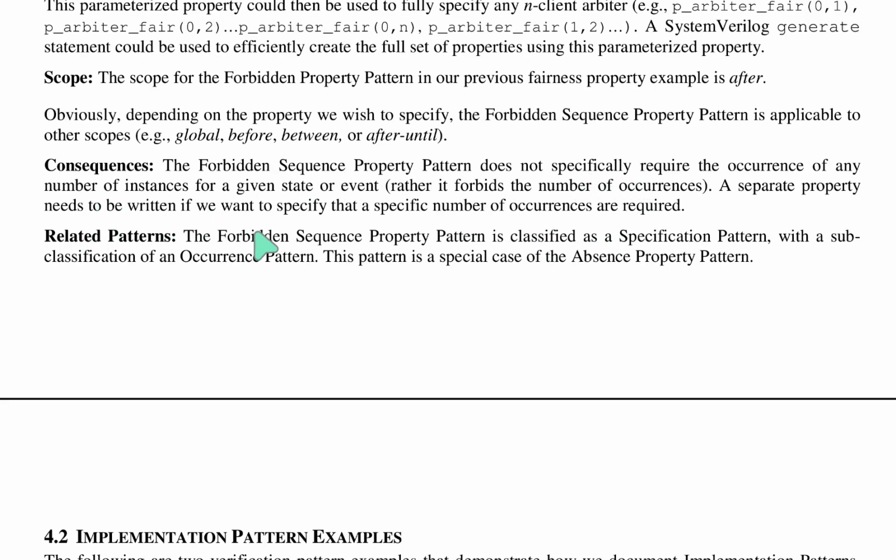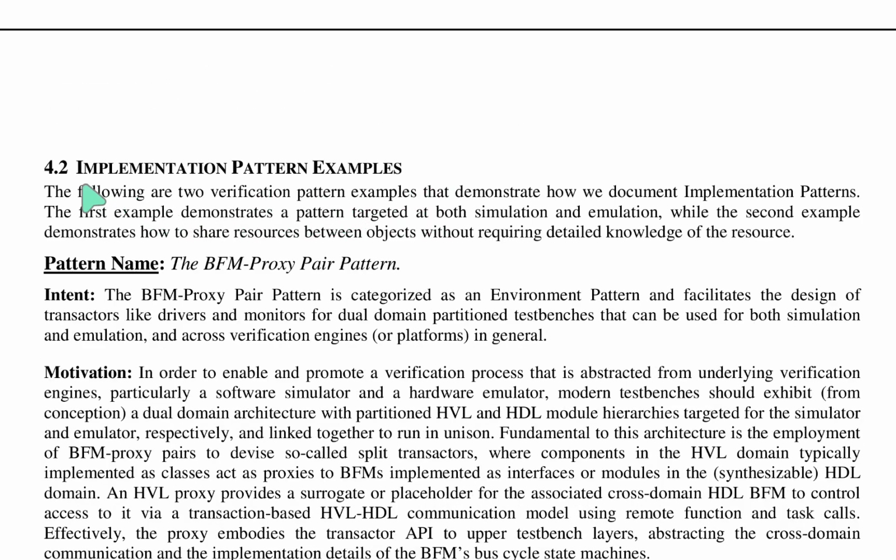Related patterns. The forbidden sequence property pattern is classified as a specification pattern with a sub-classification of occurrence pattern. This pattern is a special case of the absence property pattern. Section 4.2, implementation pattern examples.